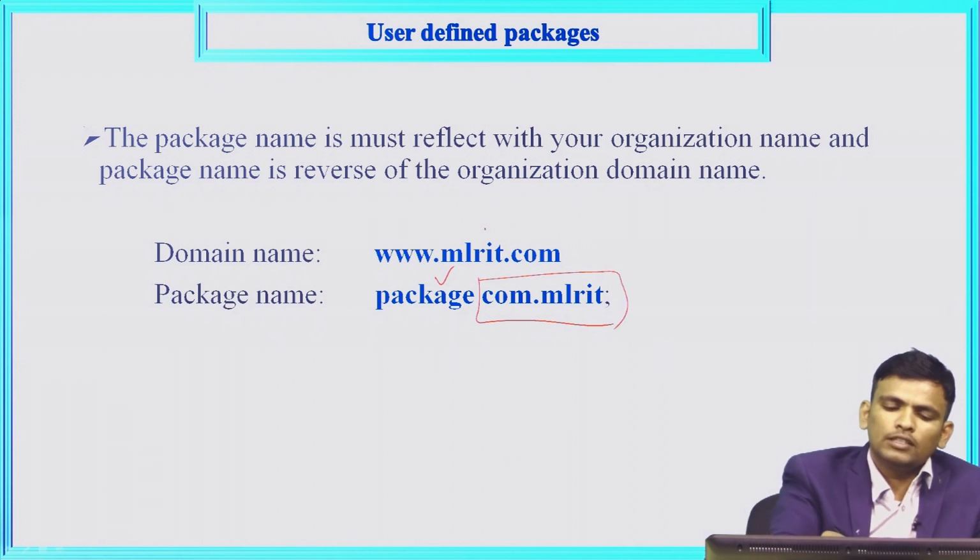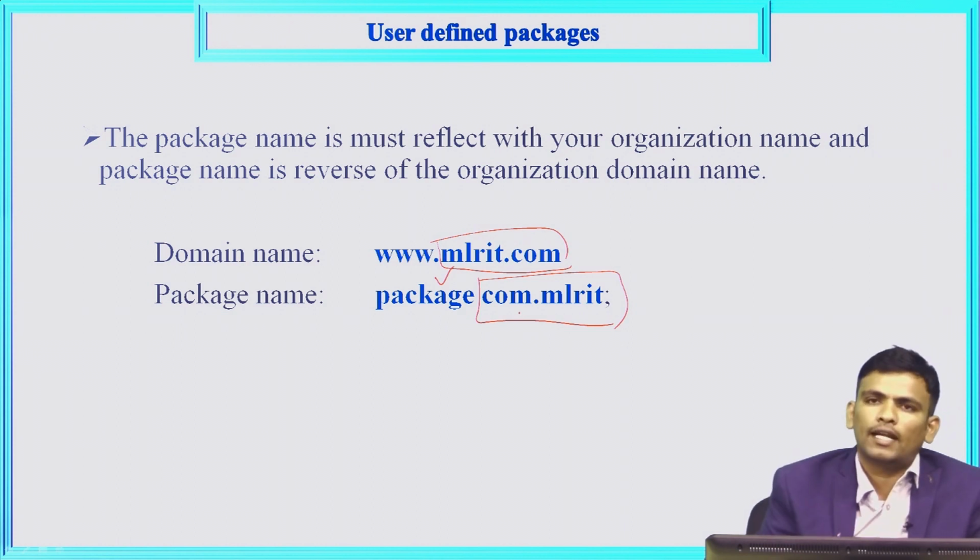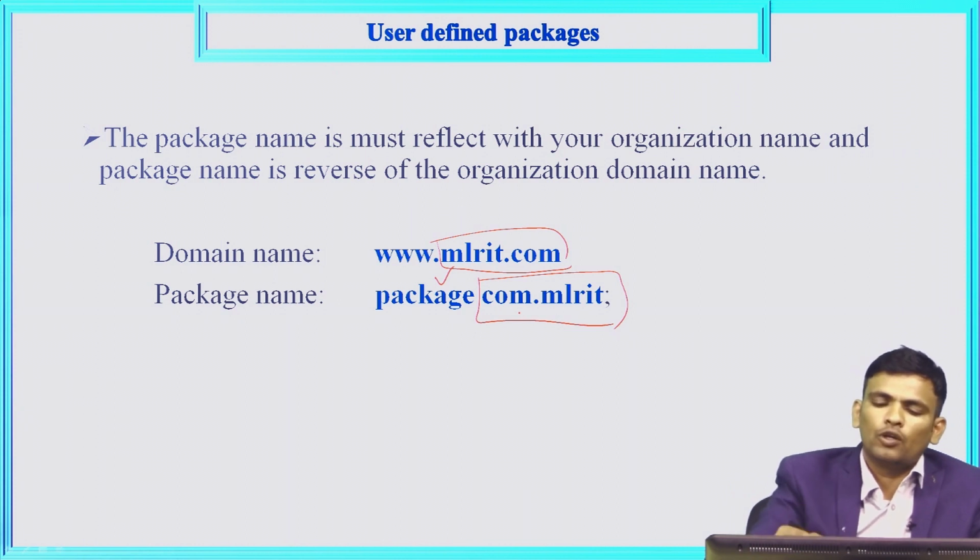Now what is the company domain name? This one is the company domain name. So first we need to write com, after that we need to write mlrit, okay. And if you want to create any sub package, like csc, just use .csc, and I want to use one more sub package.